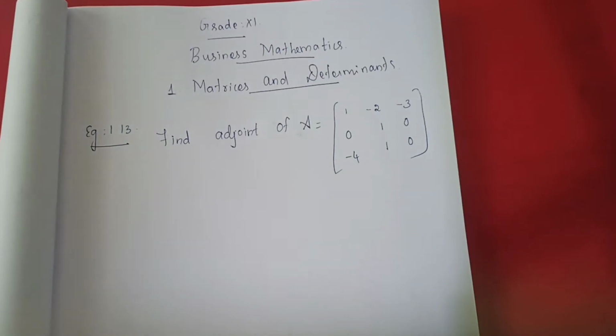Don't confuse adjoint, cofactor, minor and all. First we find the minor, afterwards we find the cofactor. That you learned in the last exercise. Here adjoint means, if you take the transpose of the cofactor matrix, you will get the adjoint of A. So don't confuse the three things. Minor, you know how to find. Afterwards, from the minor, you find the cofactor. If you take the transpose of the cofactor matrix, you will get the adjoint of A.